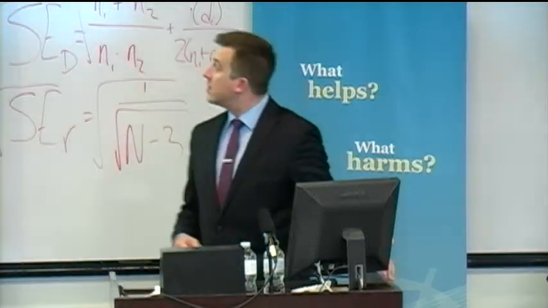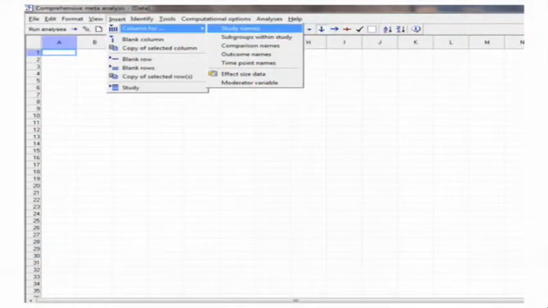This is what it looks like, just like a normal packaged program like SPSS or something like that. It's got a number of different little tools at the top. We're going to mainly use that insert tool. So the first thing you do, you say insert column, and you put in the study names. And that gives you a little study name column there on the left.